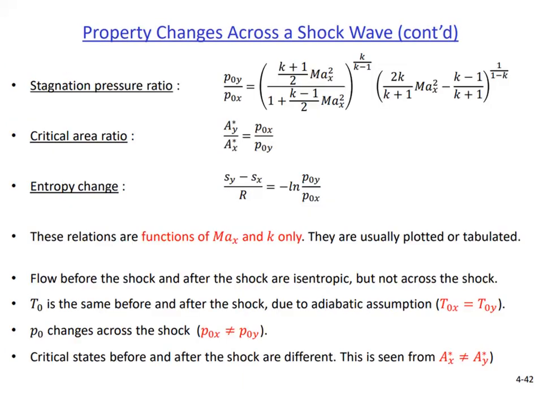These are the remaining normal shock wave relations. Here we see the P0y over P0x ratio and the A star y over A star x ratio. It is important to note one more time that the stagnation pressures before and after the shock are different. As seen here, the critical areas, the A stars, are also different. The final relation is for the change in entropy across the shock wave.